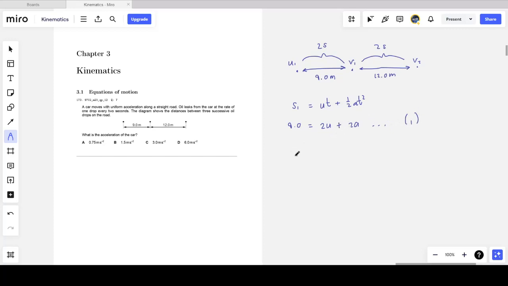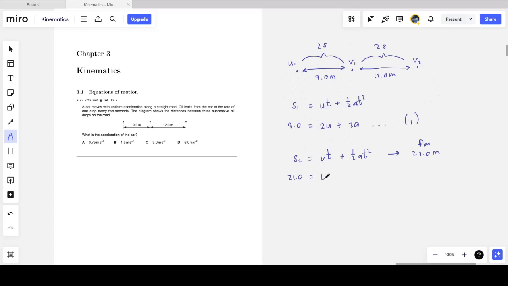But what I will do is use my second piece of information, and I'll say that S2 is ut plus a half at squared again, but I'm now going to do this for the full 21 meters. So I'm going to do it for the 9 plus 12, for the entire motion, from u1 all the way to v2. So for 21 meters, and so I get 21. And the reason I do this is because the initial velocity u is the same for the first 9 meters and for the whole 21 meters.